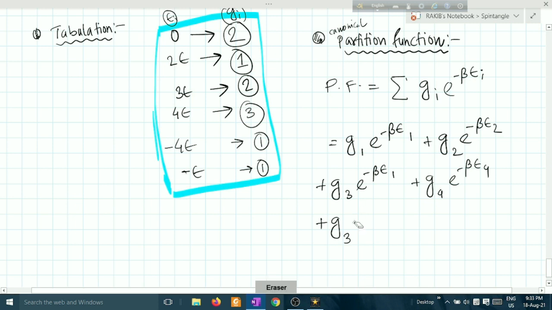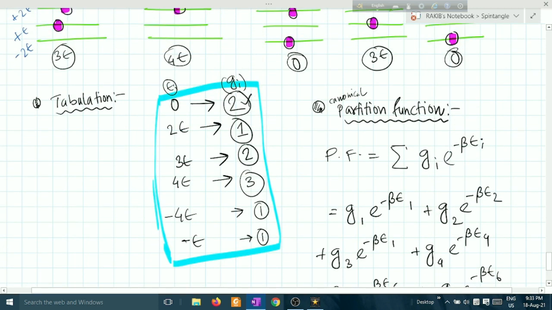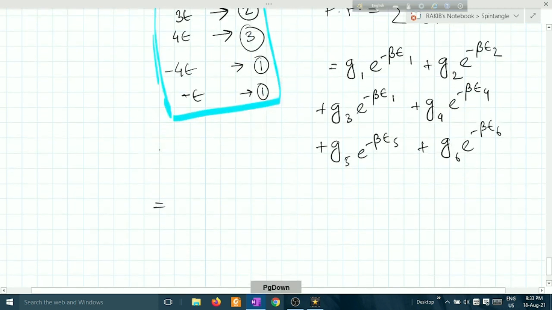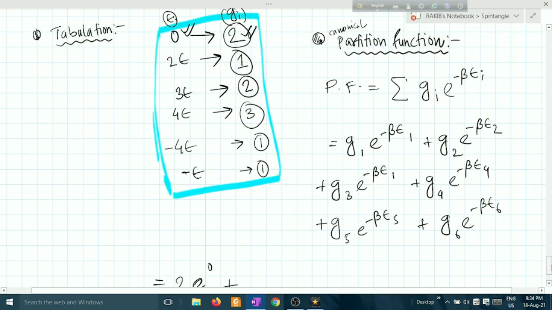That means g5 e to the power minus beta e5, and here it is g6 e to the power minus beta e6. Okay, now put the g from this. G is 2 for energy state 0. Therefore, from the first term, you can write 2 e to the power 0, because E1 is 0. Plus G2, now write this thing G2. G2 is this one. This is 1.